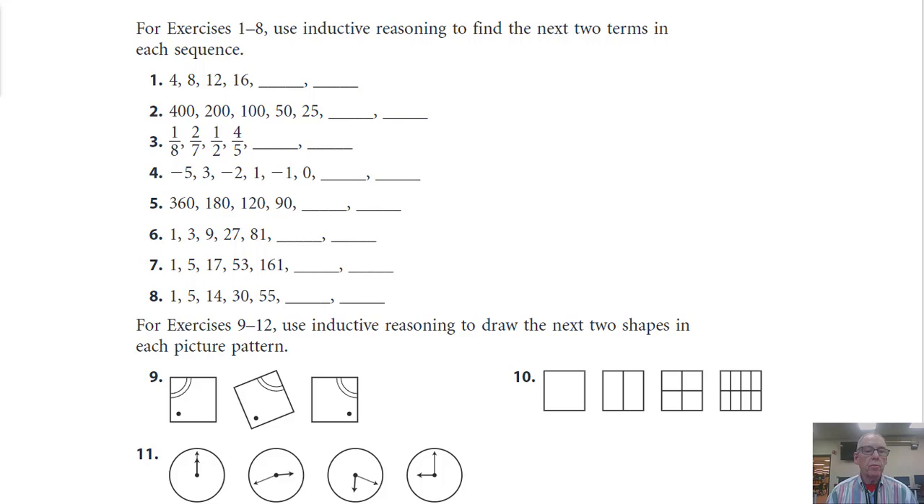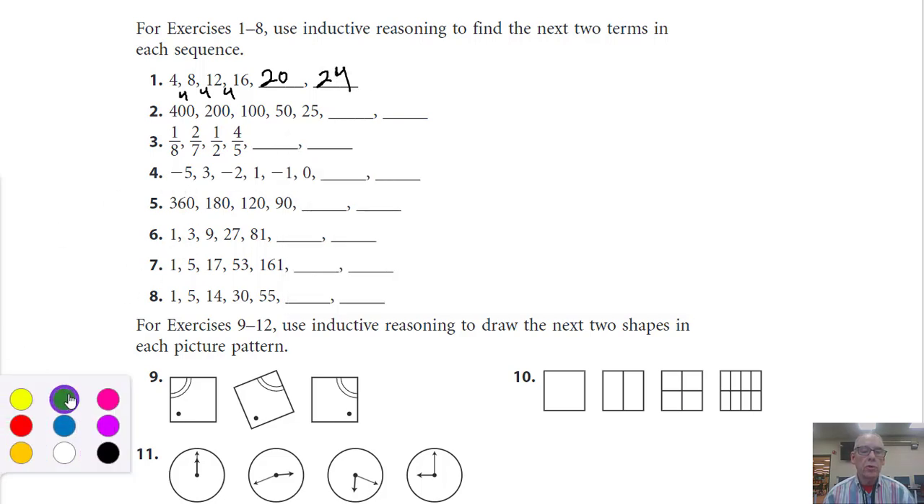Okay, so if we look at number 1, I can see that 4 to 8 is times 2. Well, it's either a times 2, or it could be a plus 4. But as I go from 8 to 12, that's a plus 4. And so there's a constant difference of 4 between these terms. So if we continue that on, we're going to end up with 20 and then 24 for the other term.